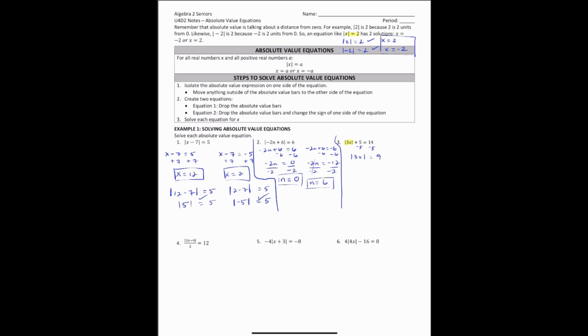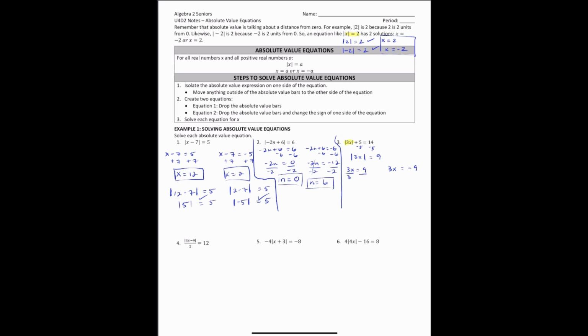So since the absolute value expression is by itself now, we can go ahead and proceed to step number 2, creating the 2 equations. The first equation, we're going to drop the absolute value bars, so we have 3x equals 9. And then for my second equation, we're going to do the same thing. We're going to drop the absolute value bars, but make the right-hand side negative this time, because since it was originally positive, we're making that negative now.